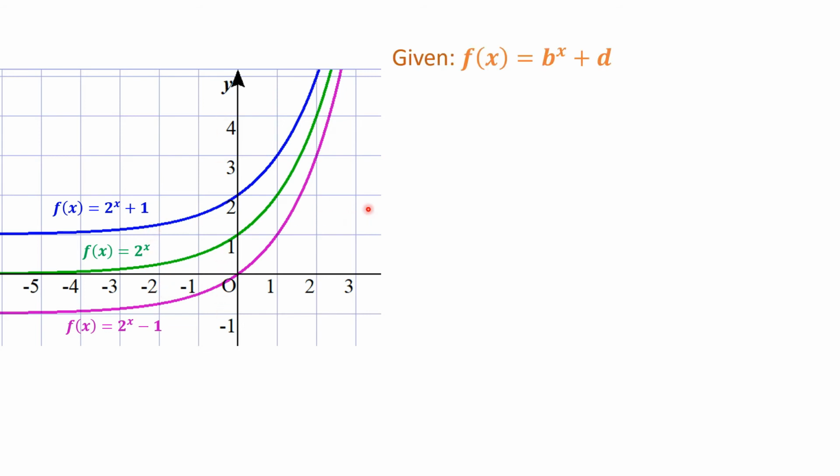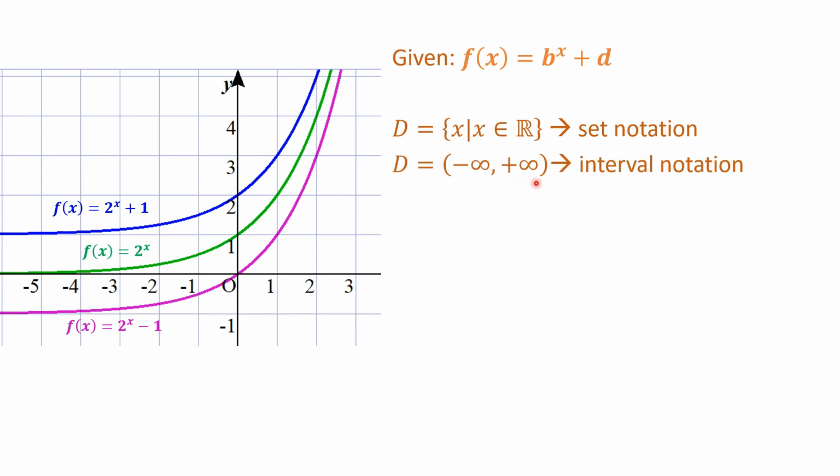Let us generalize it. Given f of x equals b to the x plus d, the domain is still the set of real numbers, or x, such that x is an element of real numbers. And this is again how we write it in set notation, and in interval notation, from negative infinity to positive infinity. That's the domain. For the range, in set notation, it is y such that y is greater than d.